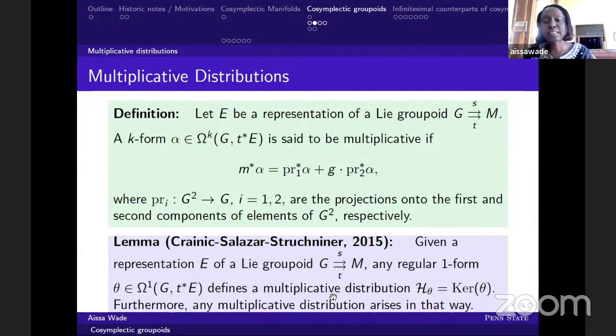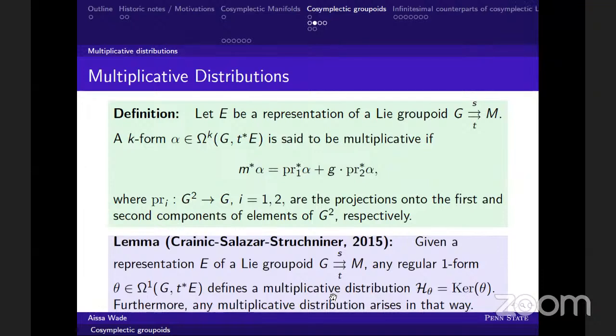And this is what we're going to use here for cosymplectic Lie groupoids. Any questions? Yes. Sorry, I have a very naive question. So, almost no conditions on theta. So in particular, it doesn't need to be multiplicative.